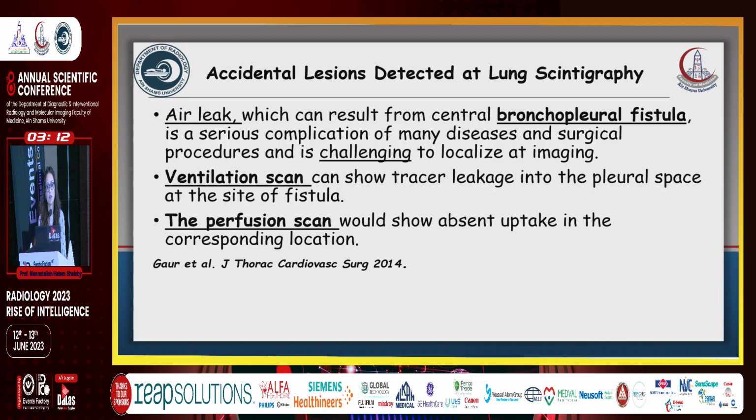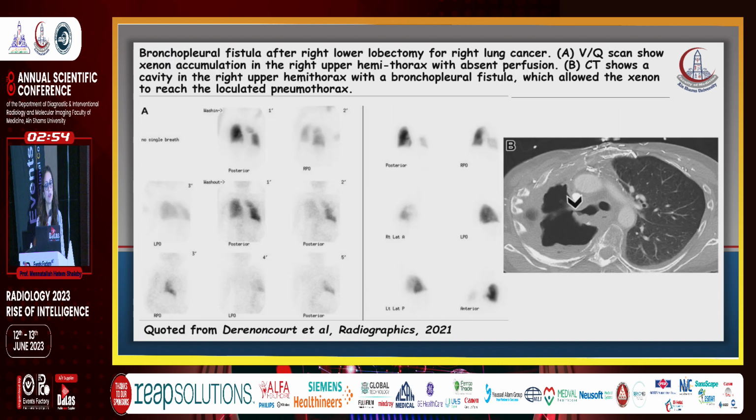Air leak, which can result from central bronchopleural fistula, is a serious complication of many diseases and surgical procedures and is challenging to localize at imaging. Ventilation scan can show tracer leakage in the pleural space at the site of fistula. The perfusion scan shows absent uptake in the corresponding location. This is a case of bronchopleural fistula.